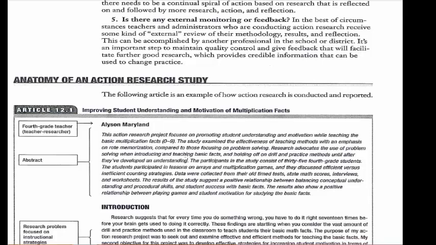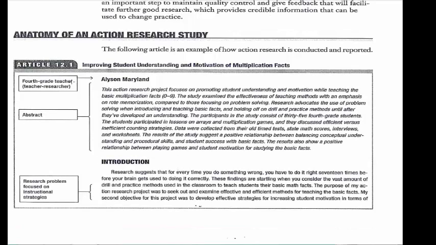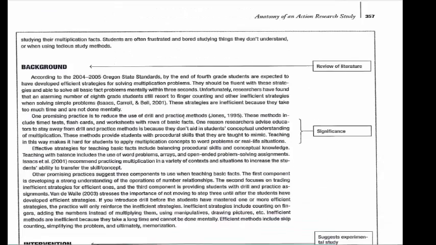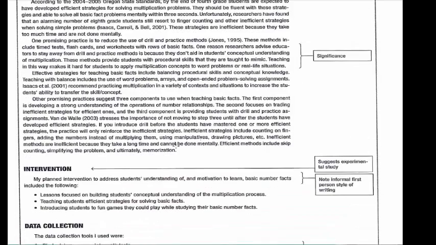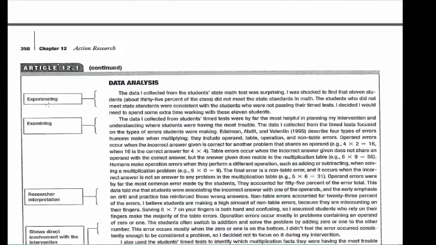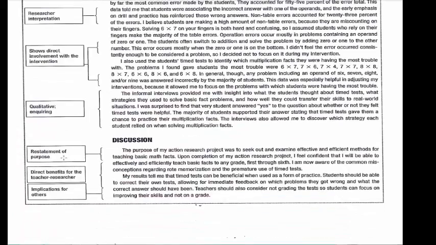And then it says anatomy of an action research study. This last section right here gives a sample example of someone writing an action research. It has an abstract. It says right here, Allison Maryland, 4th grade teacher. So it's showing you that she is the researcher who's doing it, and she's actually a practitioner. It has the introduction. If you scroll down, it says background, significance. It says keep the review very brief. The intervention suggestions, they have the data collection, the data analysis. So you see experiencing, examining, researcher interpretation, shows direct involvement with intervention, and then the discussion.